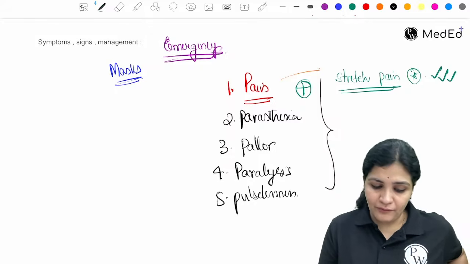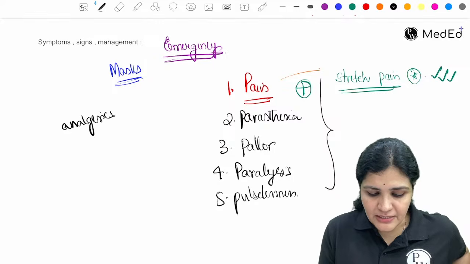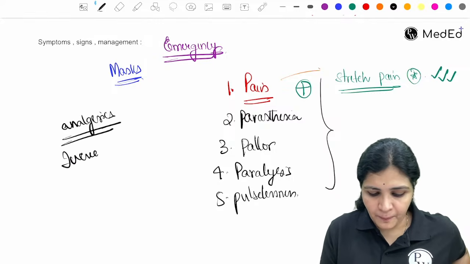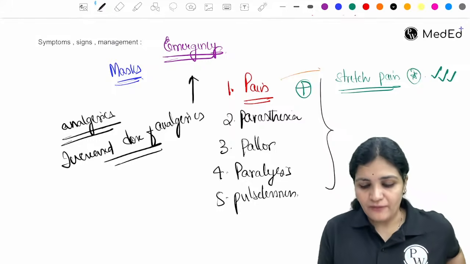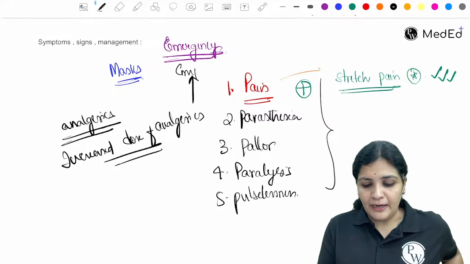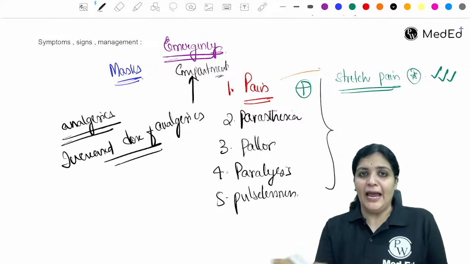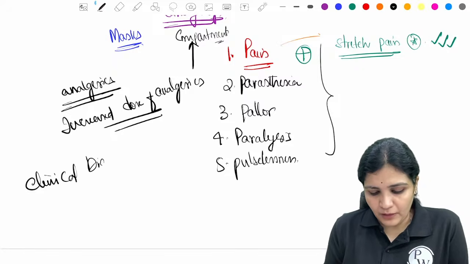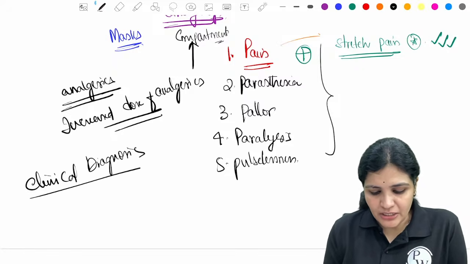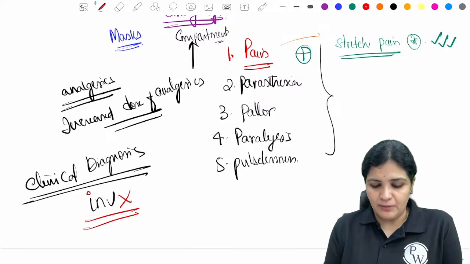And then you should always think about the analgesics as well. If the patient is having an increased dose of analgesics, you have to always think about compartment syndrome. So remember, compartment syndrome is an emergency, and the clinical diagnosis is very, very important, because there is no such investigation which is helpful.